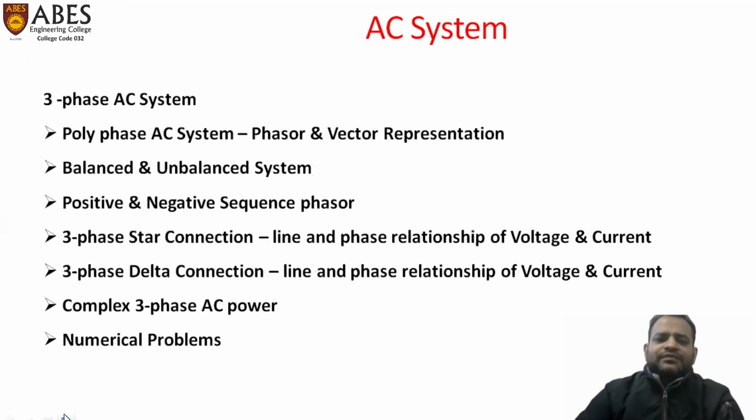In three-phase AC system, first of all, we discuss the polyphase system. Means after one phase system, there are three-phase, six-phase, multi-phase, polyphase systems. So, what are the phasor and vector representation of three-phase AC system? Now, talking about the balanced and unbalanced system, positive and negative sequence phasors, and then types of three-phase AC system. In these types, first is star connection and second is delta connection.